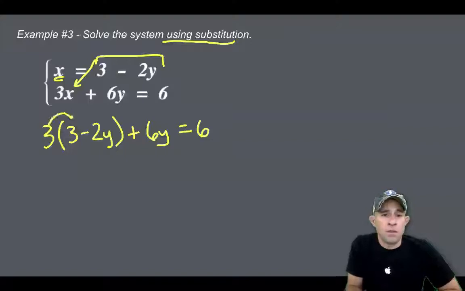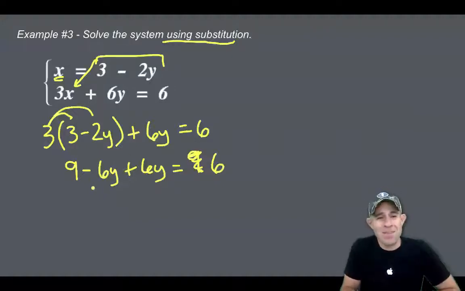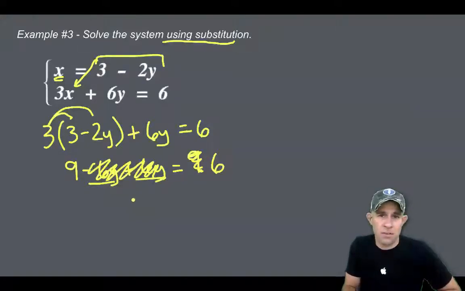Now we can distribute that 3 inside that parentheses to get 9 minus 6y plus 6y is equal to 6. Oops, that's supposed to be a 6. So an interesting thing happens here. I have both a negative 6y and a positive 6y. Well, when I combine those, they both cancel each other out because they're additive inverses, and I'm left with just 9 is equal to 6.